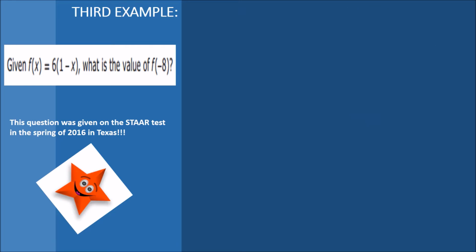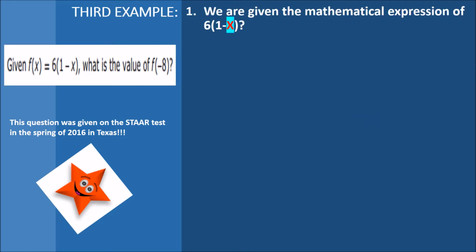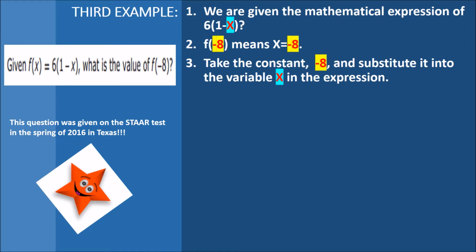Okay, so let's go ahead and solve this simple problem. First off, just remember, if we look at the problem, they give us a mathematical expression, 6 times 1 minus x. Next, we remember that f of negative 8 simply means that x is equal to negative 8. So, we're going to take the constant negative 8 and substitute it into the variable x in the expression. So here's our constant, negative 8.